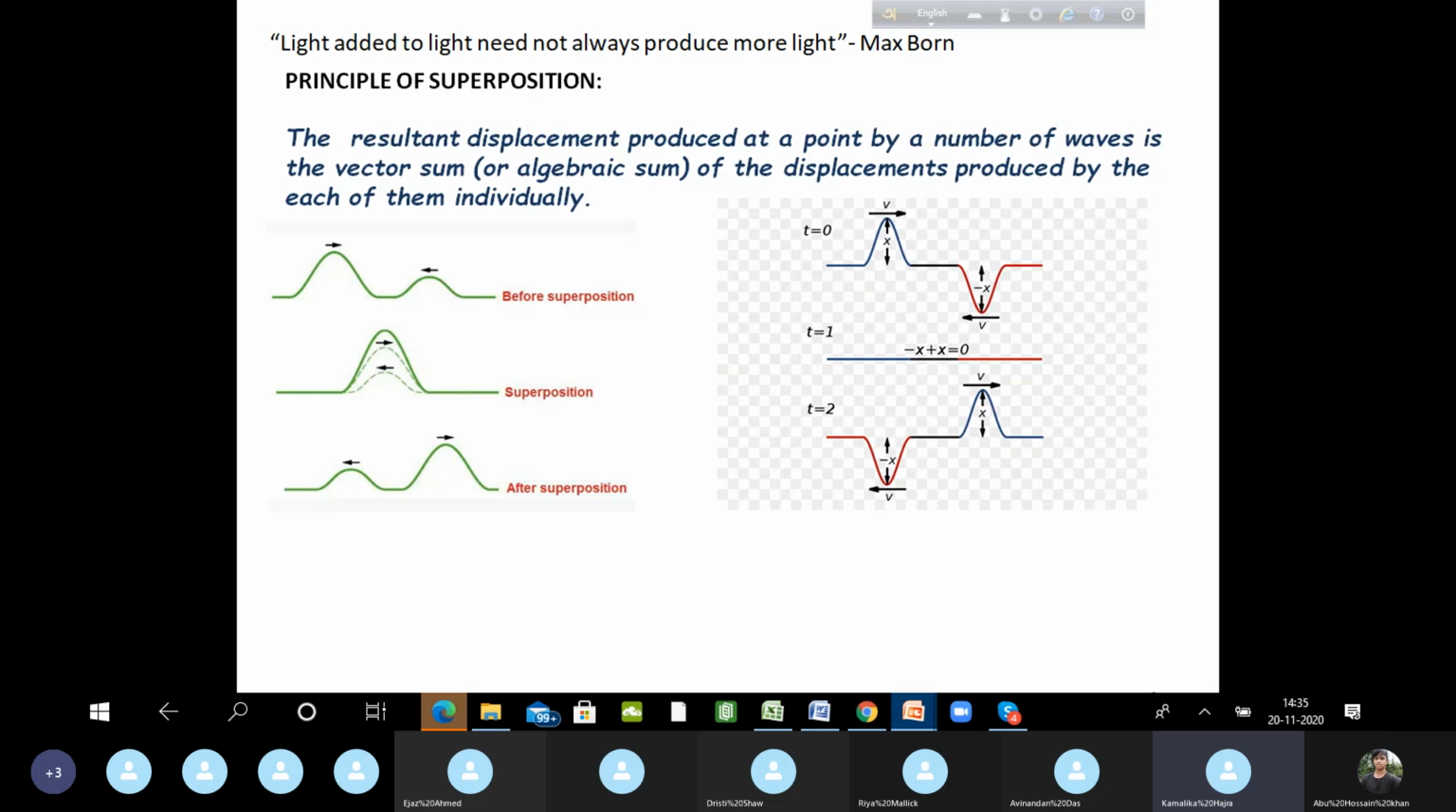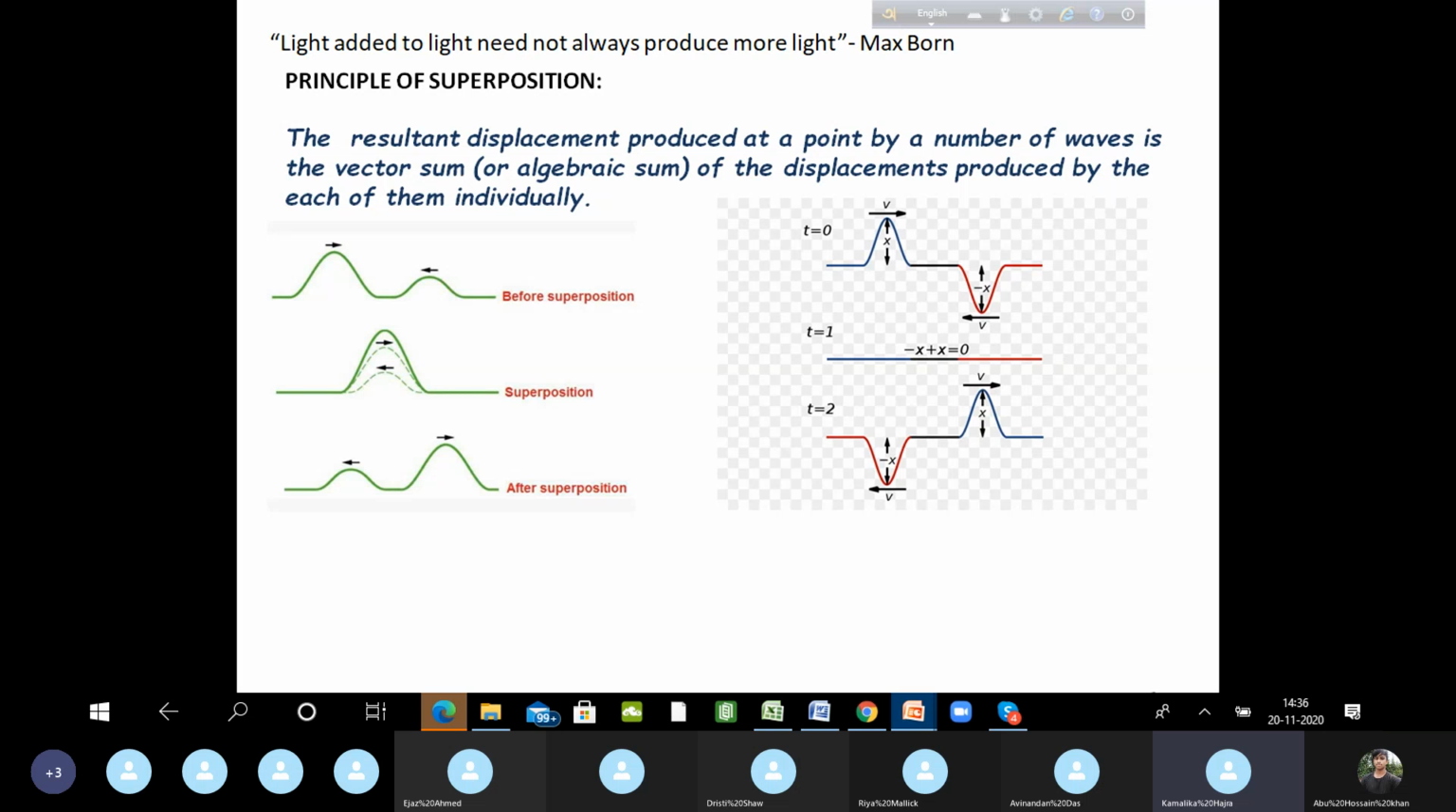In the second part, we have two pulses once again moving towards each other, but now they have opposite directions of amplitude, and their amplitudes are equal and opposite. So what will happen at the point of superposition? Here we have the algebraic sum x plus minus x, which is 0. So here the amplitude will be 0. They nullify each other, and then once they cross the point of superposition, they move ahead with their original amplitude.